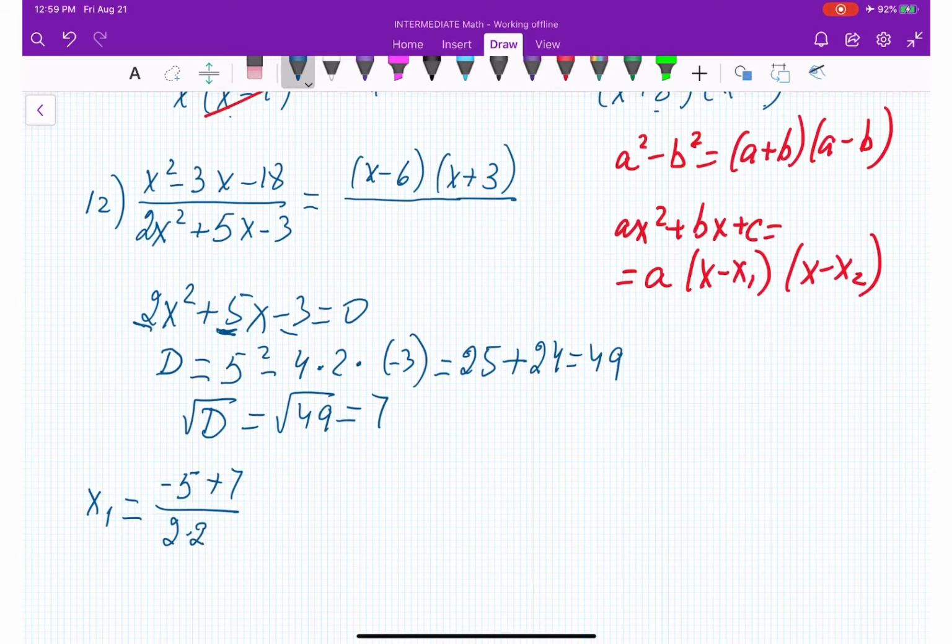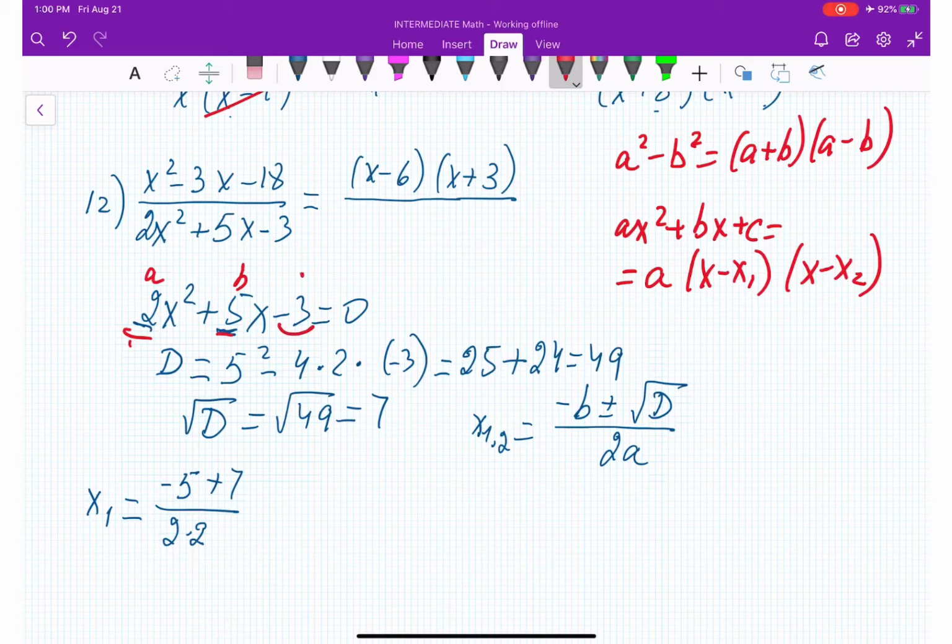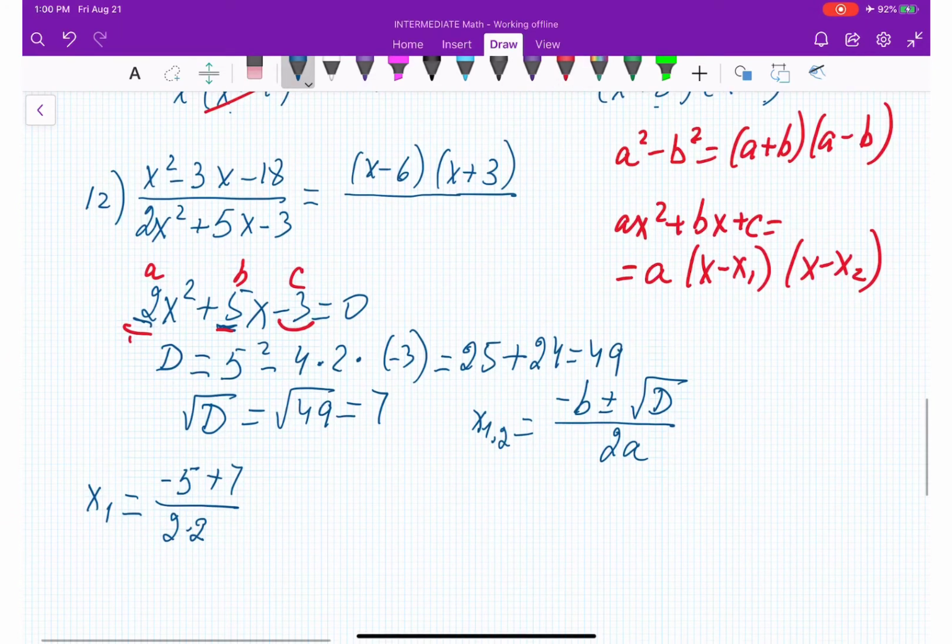Let me write down here the formula for x1, 2 just in case, although we solved a lot in the previous video: negative b plus minus square root of discriminant over 2a. My a here is 2, my b here is 5, negative 3 is my c. Hopefully this helped somebody.